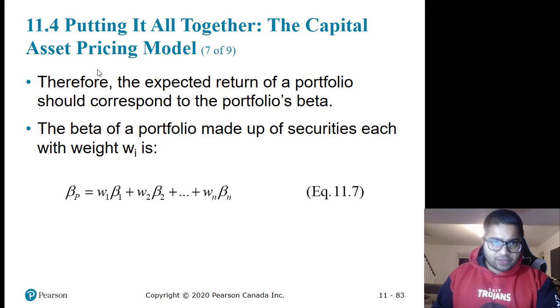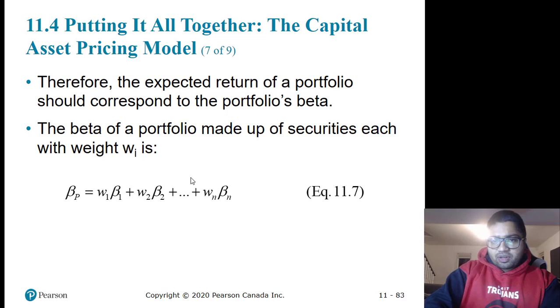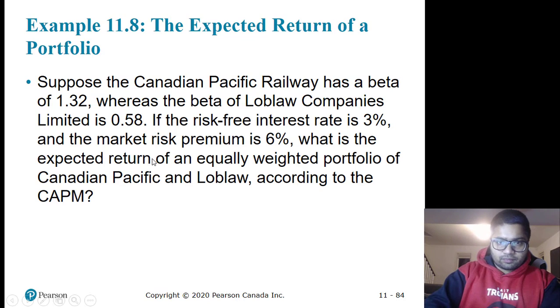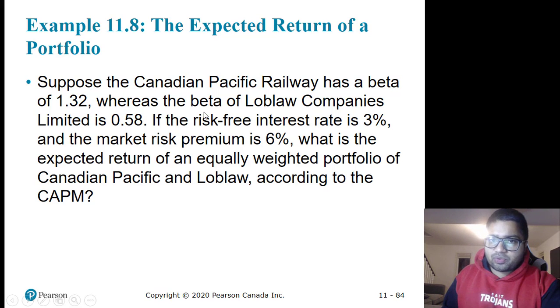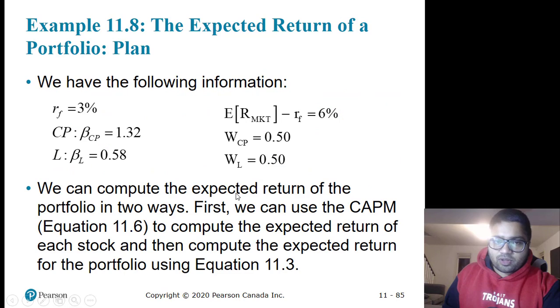So if you put it all together, the expected return on a portfolio should correspond to the portfolio's beta. The beta of a portfolio is the weight of stock 1 times the beta of stock 1, and so on. So it's just the weighted average of the betas of the different stocks. They have given an example. Suppose the Canadian Railway has a beta of 1.2, Loblaws has 0.5, the risk-free rate is 3%, and the market risk premium is 6%. What is the expected return of an equally weighted portfolio of Canadian Pacific and Loblaws?